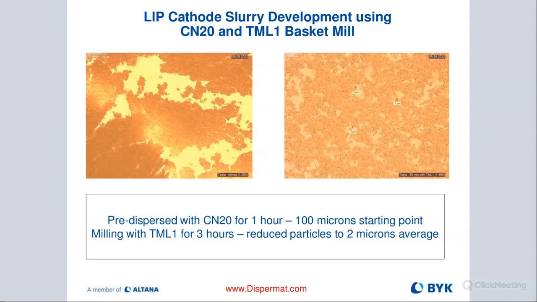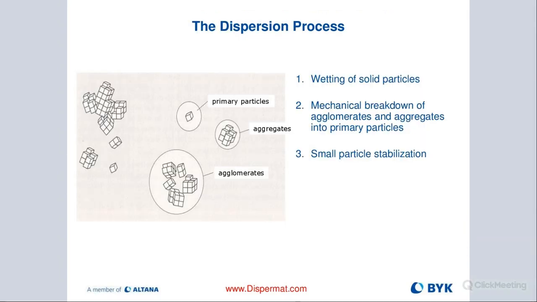Then we were able to reduce our particle size to 2 microns on average, which is really good. Very quick milling time, very scalable. This was done in the lab space. We later did larger volumes in our pilot scale facility, and we were able to get exactly the same results with our basket mill for that cathode slurry.